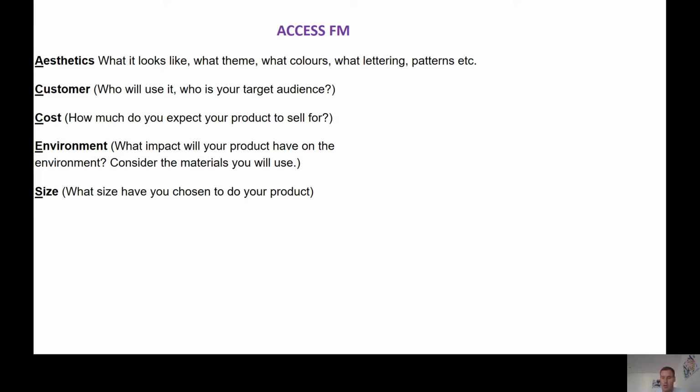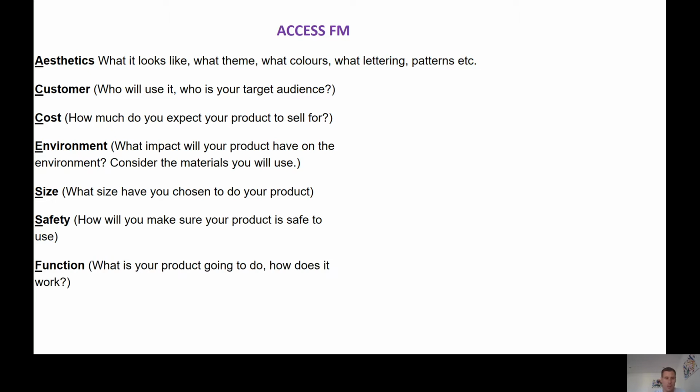Size: what size do you think is a good idea for your product? Too big, it's going to take up too much space. Too little, it might not produce the light. Safety: how are you going to make sure it's safe to use, not only by the person who's using that product, but also by other people who might come into contact with it? Any young children who might come to see it.